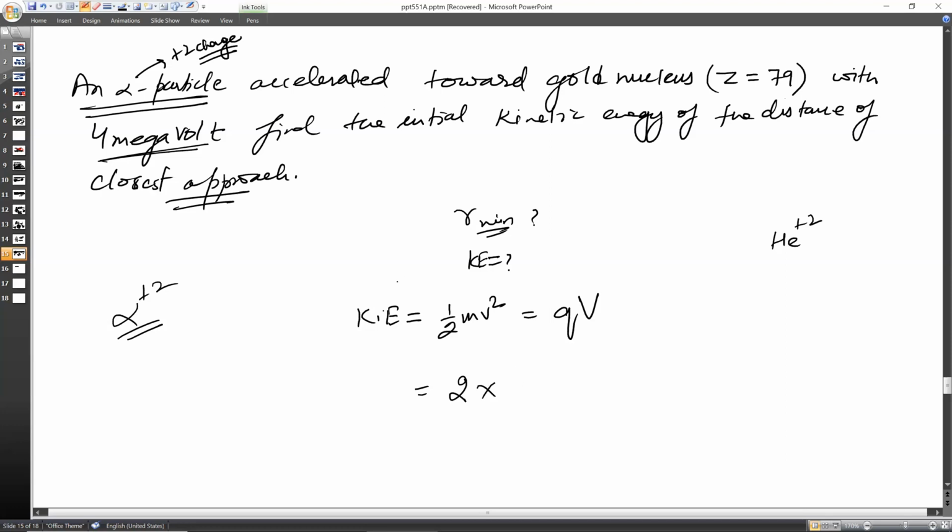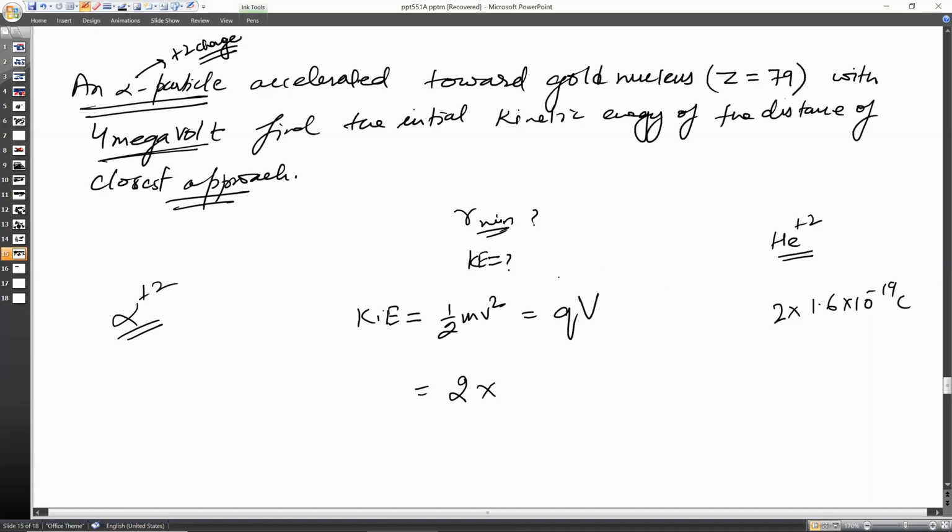And what is the voltage given to you? 4 megavolt. The actual charge is 2, but we need to write it in the form of electron charge, so 2 times the electron charge, which is N into E. N is 2 because it has lost 2 electrons, and E is 1.6 into 10 to the power minus 19 coulomb. This is the charge of an electron.